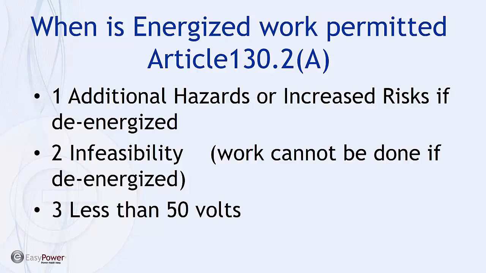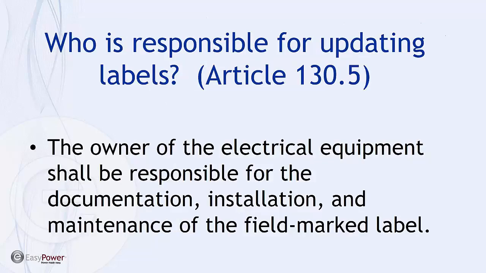And then third, energized work is permitted if the equipment's operating at less than 50 volts. Who's responsible for updating labels? Article 130.5: the owner of the electrical equipment shall be responsible for the documentation, installation, and maintenance of field-marked labels.